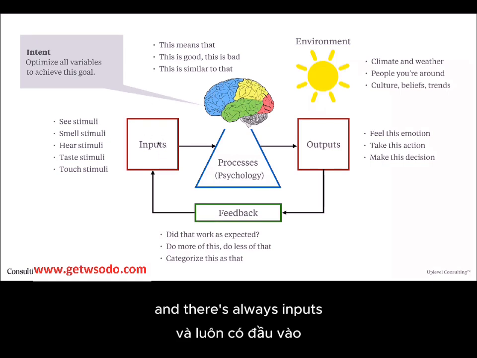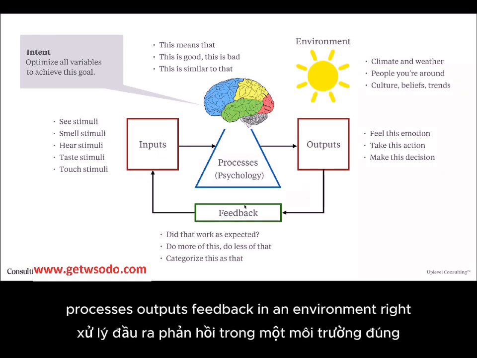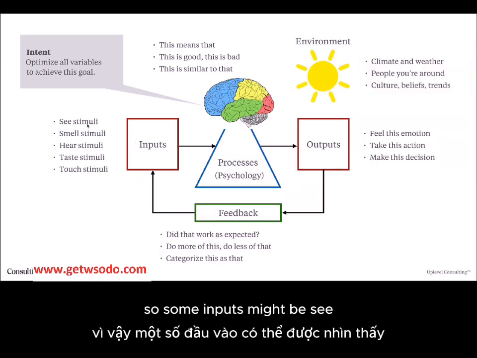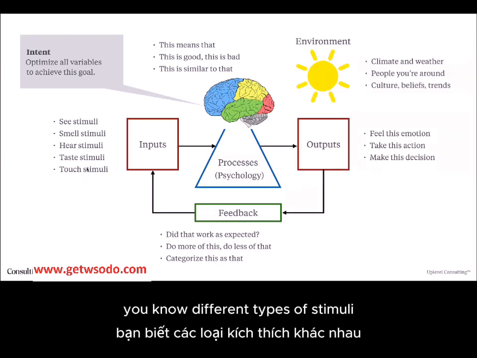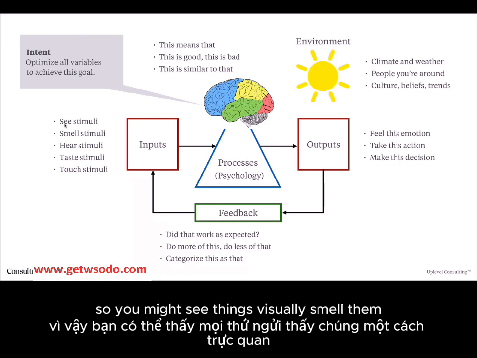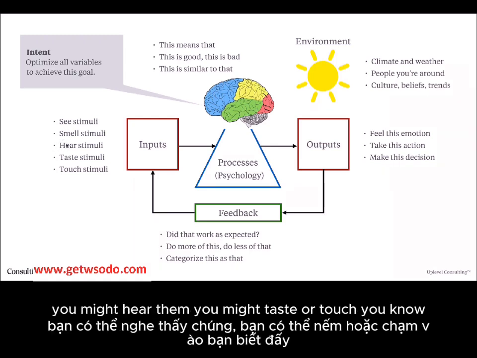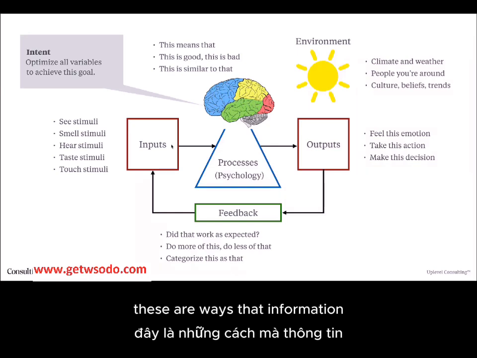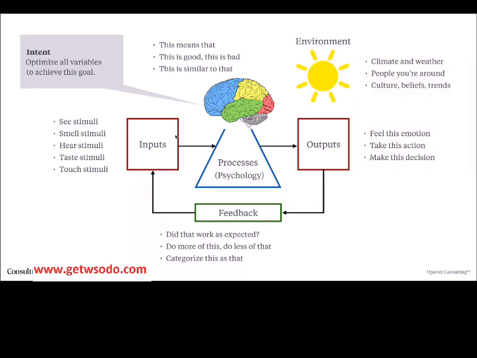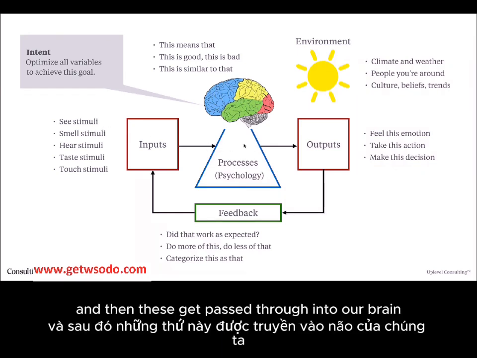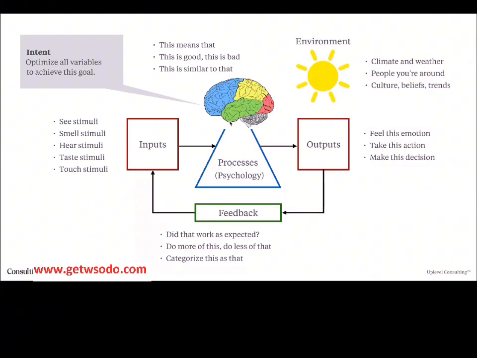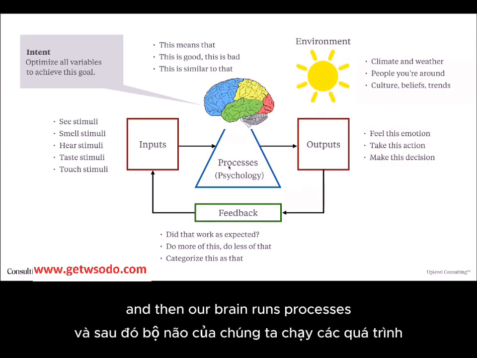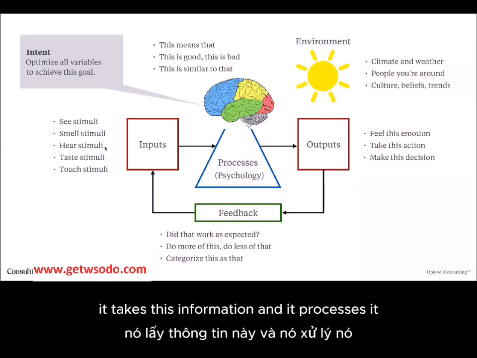And there's always inputs, processes, outputs, and feedback in an environment, right? So some inputs might be different types of stimuli. So you might see things visually, smell them, you might hear them, you might taste or touch. These are ways that information can input into our system. And then these get passed through into our brain. And then our brain runs processes. It takes this information and it processes it.